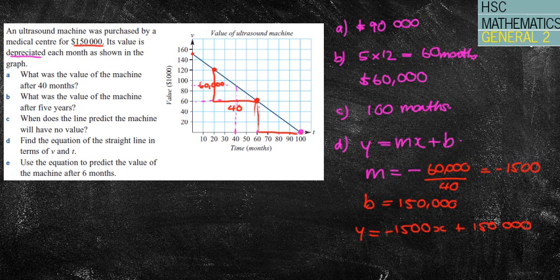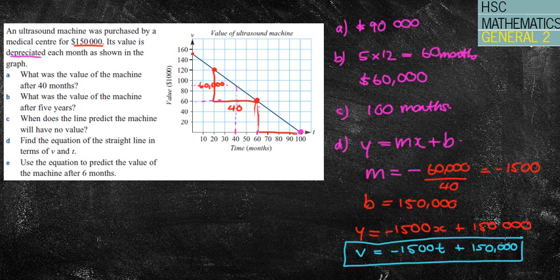Making sure, though, we don't leave our answer in terms of y and x. We leave it in terms of V and T. So V equals negative 1,500t plus 150,000. And I like to put my little box around it so I can see that's my formula. Now, E says use the equation to predict the value of the machine after 6 months. Well, my value equals negative 1,500 times 6, because it's 6 months, plus 150,000.